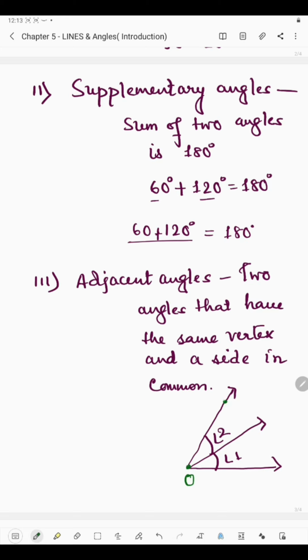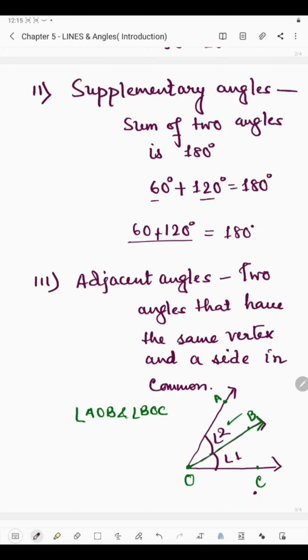If I name it as say A, B, C, then AOB means this angle, and BOC means angle 1, in which O is common. So O is the common vertex and a side in common. So here which is the common arm? This is the common arm. That means OB.